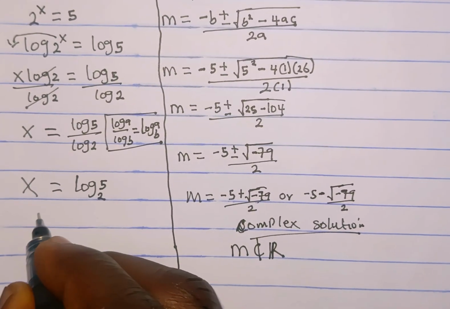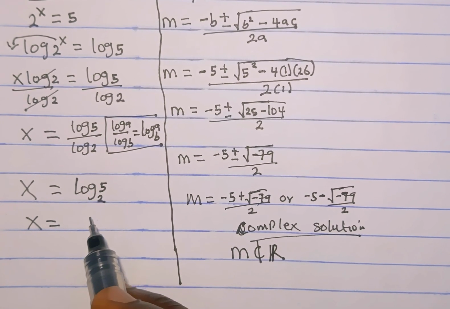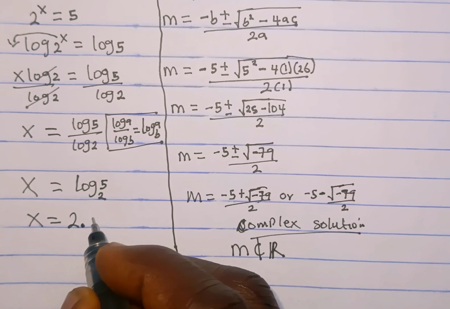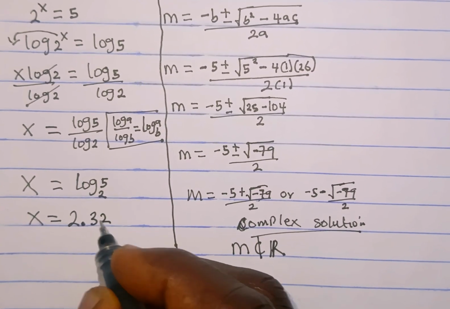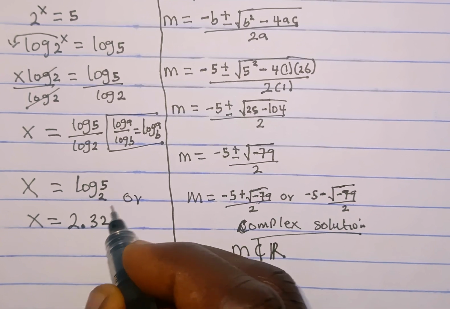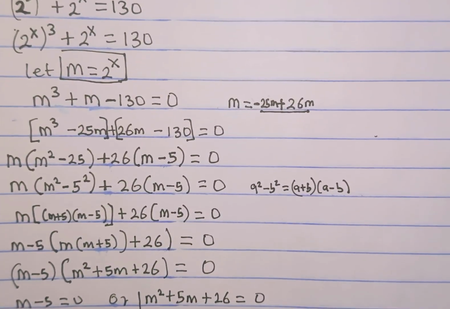And if you want to get the numerical solution, when we press the calculator, log 5 to the base of 2 is going to give us approximately 2.32. Therefore, this 2.32, or log 5 to the base of 2, is the value of x that satisfies this exponential equation.